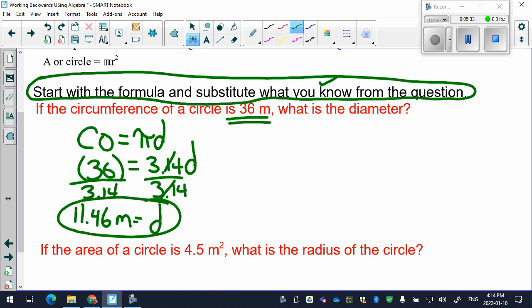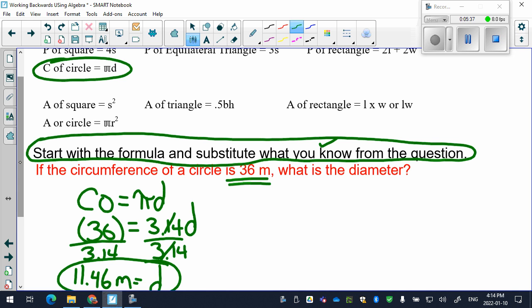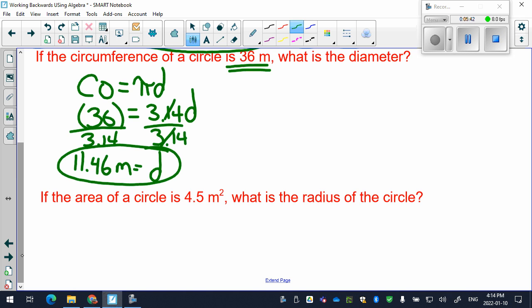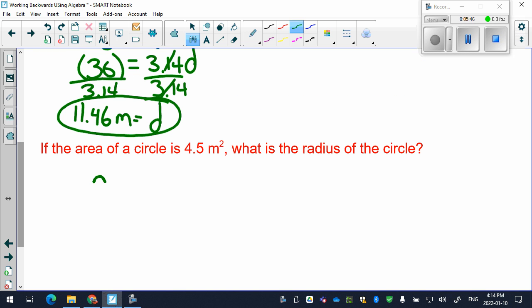The next one talks about the area of a circle. And again, you can find the formula above or on the top of all your pages. So area of a circle is where we start. We always start with the formula. Area of a circle equals pi times radius squared. The formulas are always a little bit different. You'll never have to memorize them. You just have to copy them down.